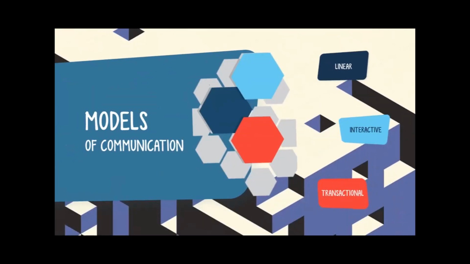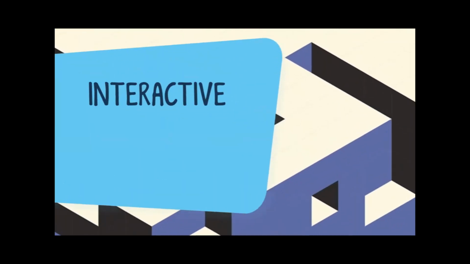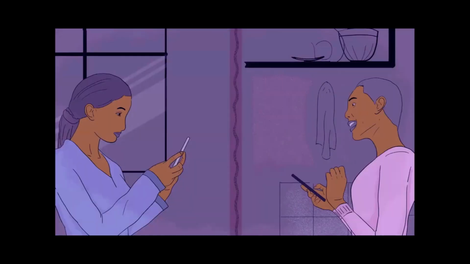Let's move on to the second type of model, the interactive model. The models under interaction take into consideration feedback from the receiver. Thus, the message on these models originates from 2 sources: the message from the sender and the feedback from the receiver. When the receiver gives feedback, he or she becomes the sender, and the original sender becomes the receiver of the feedback. Your everyday conversations with your friends are good examples of the interaction models.